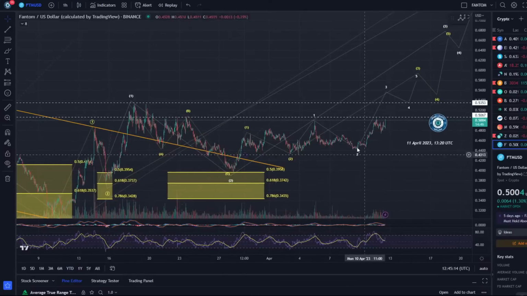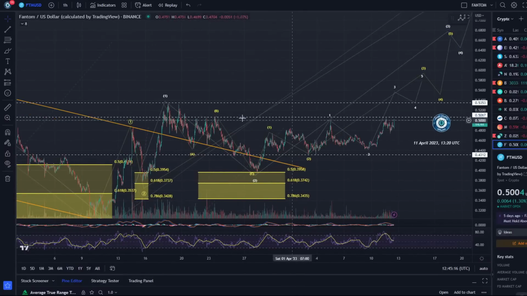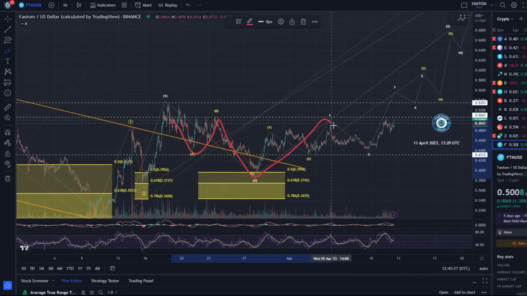Okay, so Fantom is just at the breakout point. You could argue we've got a bit of an inverse head and shoulders here. I normally don't like to use these structures, but when they are in line with the Elliott Wave structure, I tend to at least highlight them, with the neckline here at 50 cents, 50.5 cents, 50.6 really. That's sort of a breakout point here.